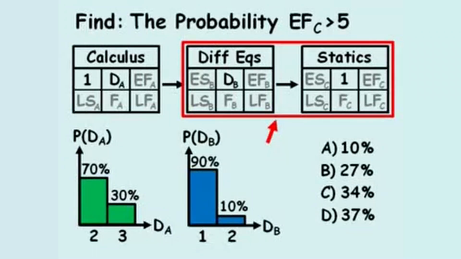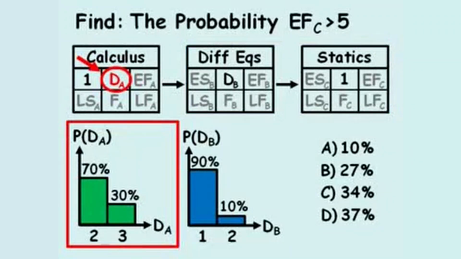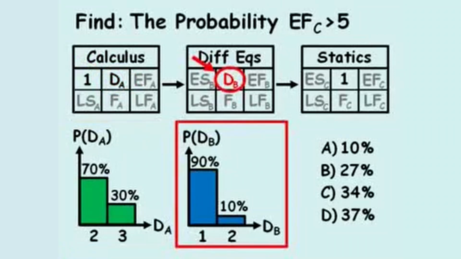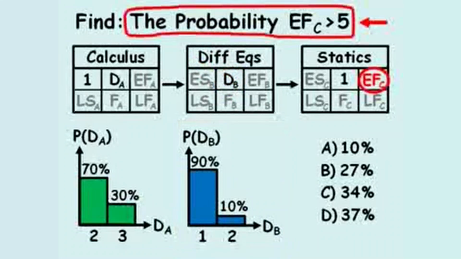To complete calculus, it will take either 2 or 3 units of time, based on the probabilities shown in the first plot. Similarly, to complete differential equations, it will take either 1 or 2 units of time based on the probabilities shown in the second plot. The problem asks to find the probability activity C will finish after time period 5.